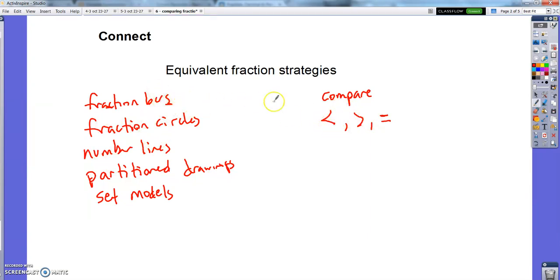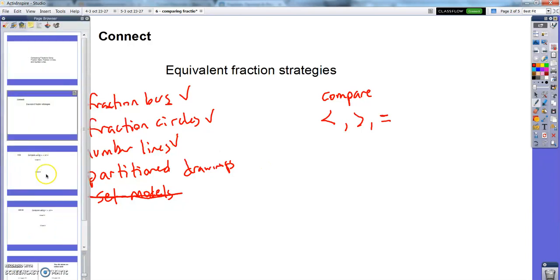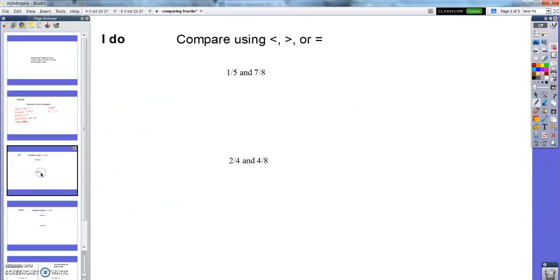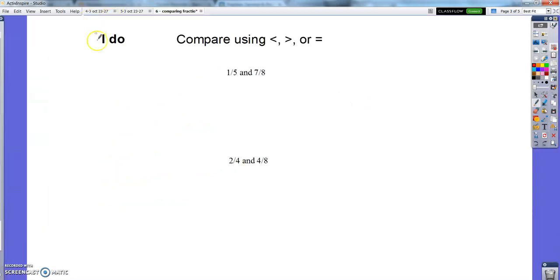So today we're going to focus on comparing them using this strategy, and this strategy. We'll use this one another day. This one we probably will not use. This is a great strategy for finding equivalent fractions, but it can be a little bit weird if you try to compare fractions with it. So let's see. I'm going to do each of these two ways just to get you in the habit of checking with multiple strategies here.